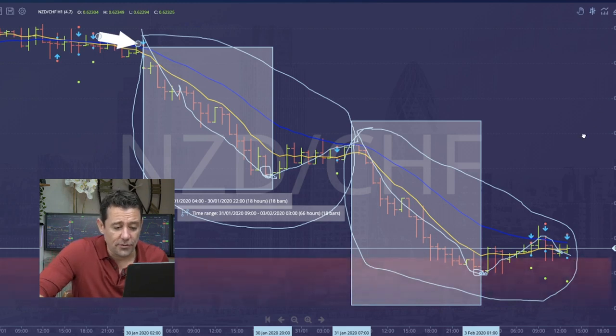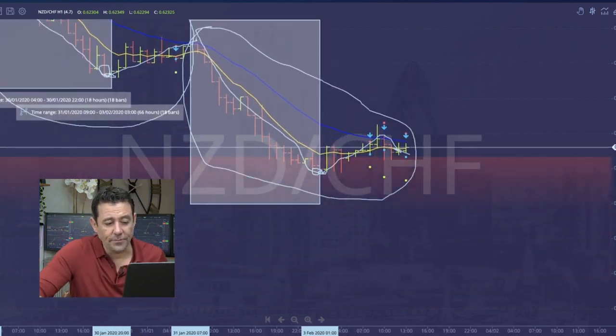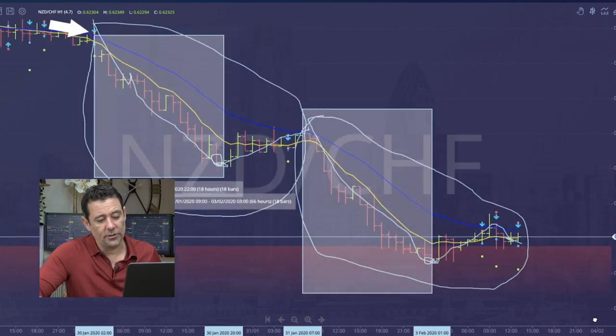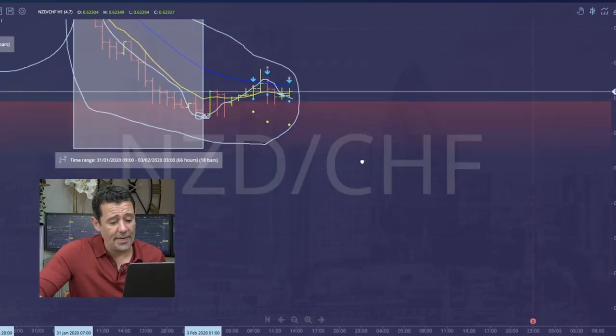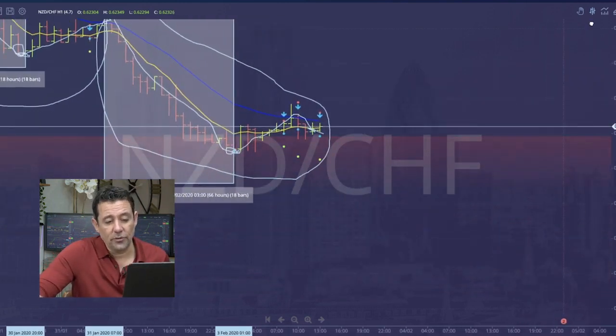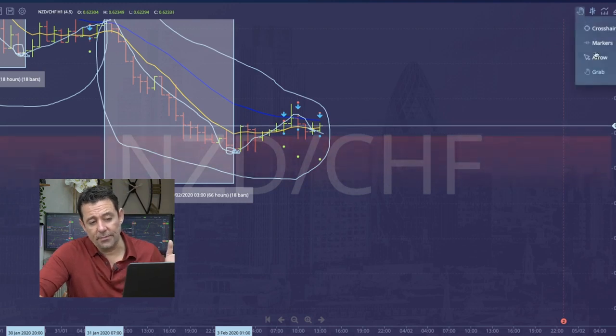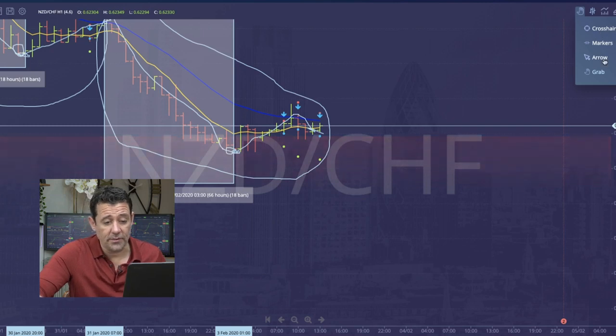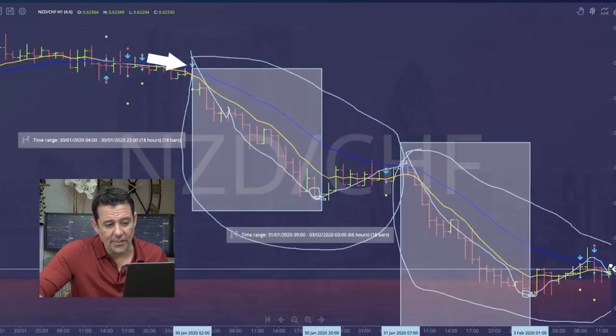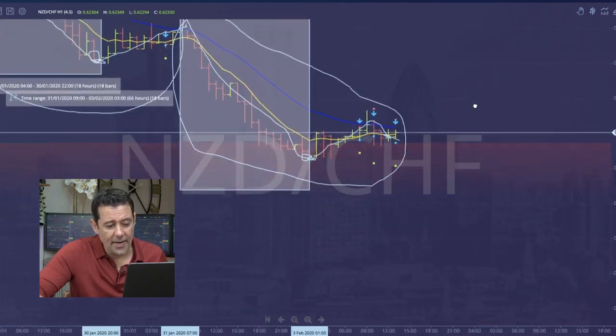You can see that. Let me just move the chart over now. Notice how I moved the chart on SmartCharts 2 right out of the way because I'm using what's called a grab tool. If you look at the options for how I can change my cursor, I can go from crosshairs to markers to arrow to grab tool. Grab tool literally means I can move the chart anywhere I like. So I'm putting it here.